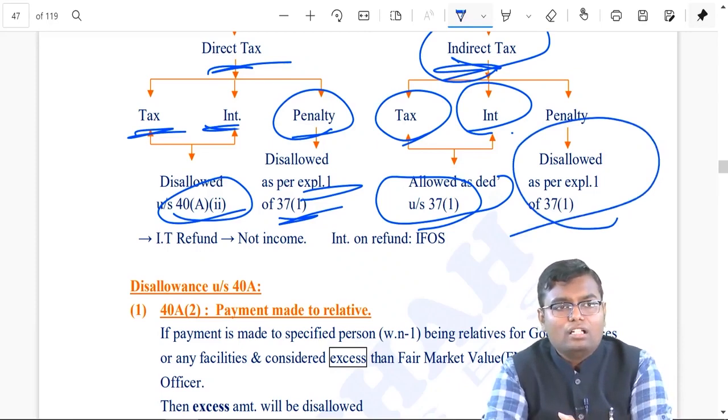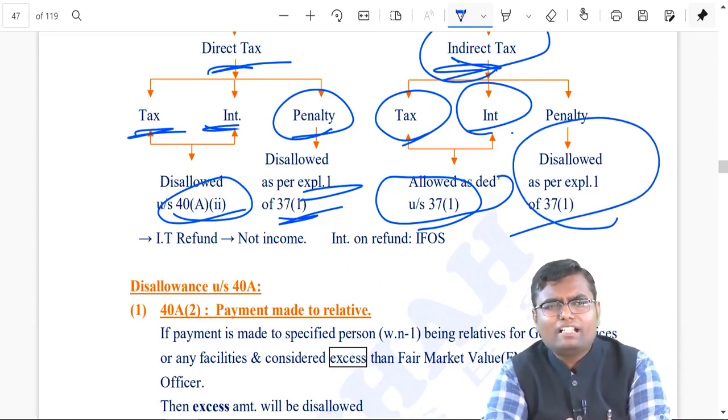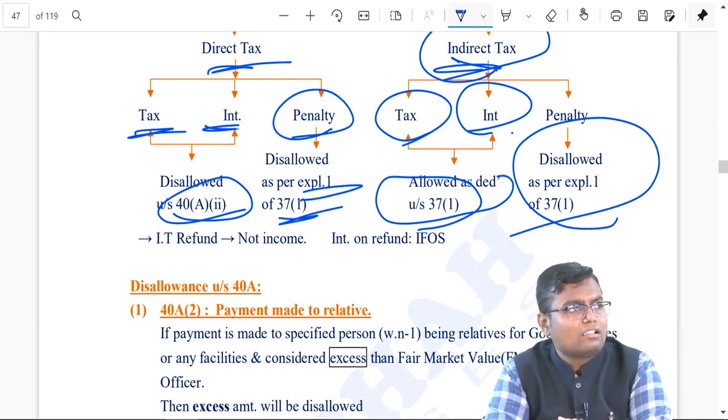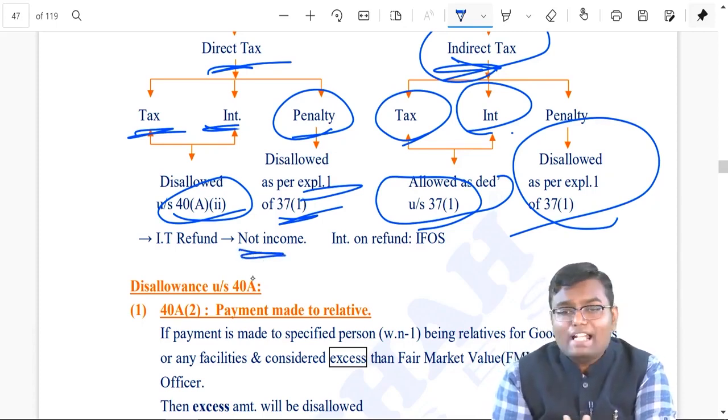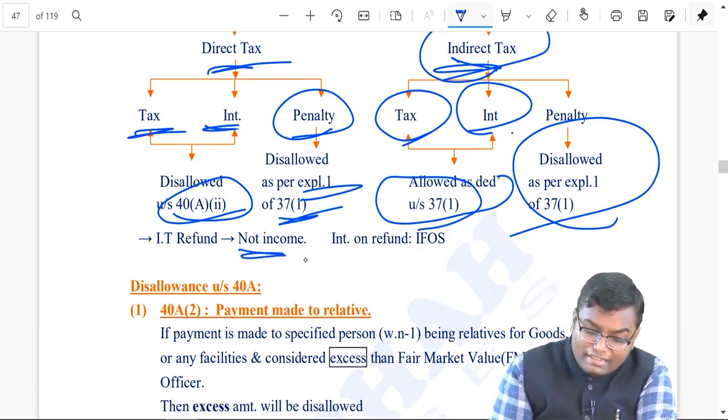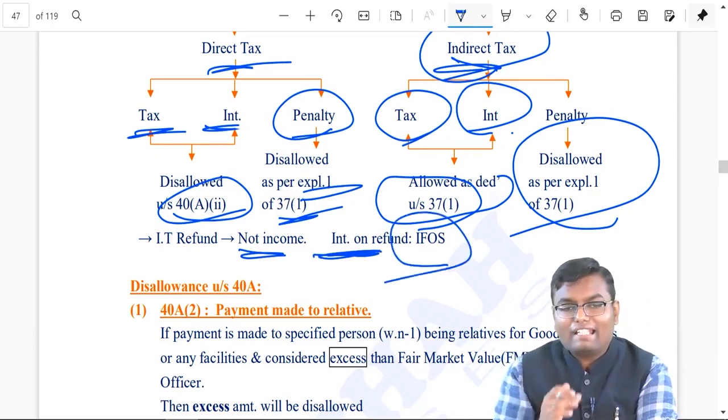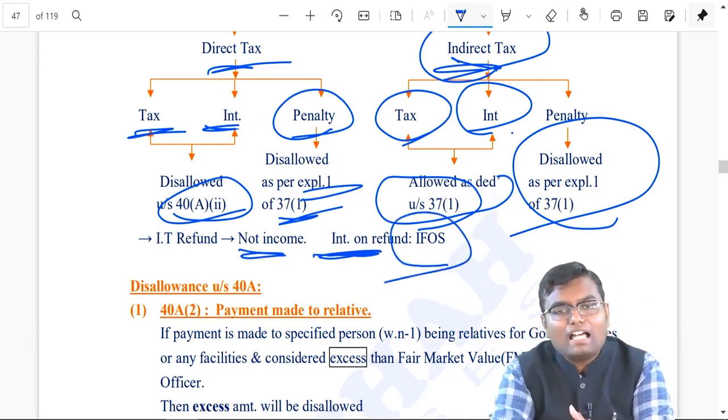One more point. Whenever you are getting income tax refund, because your excess TDS was deducted or you have paid excess advance tax, that income tax refund is not an income, so it won't be added to your income. But interest on income tax refund is taxable under the head IFOS. Are you understanding this, people?